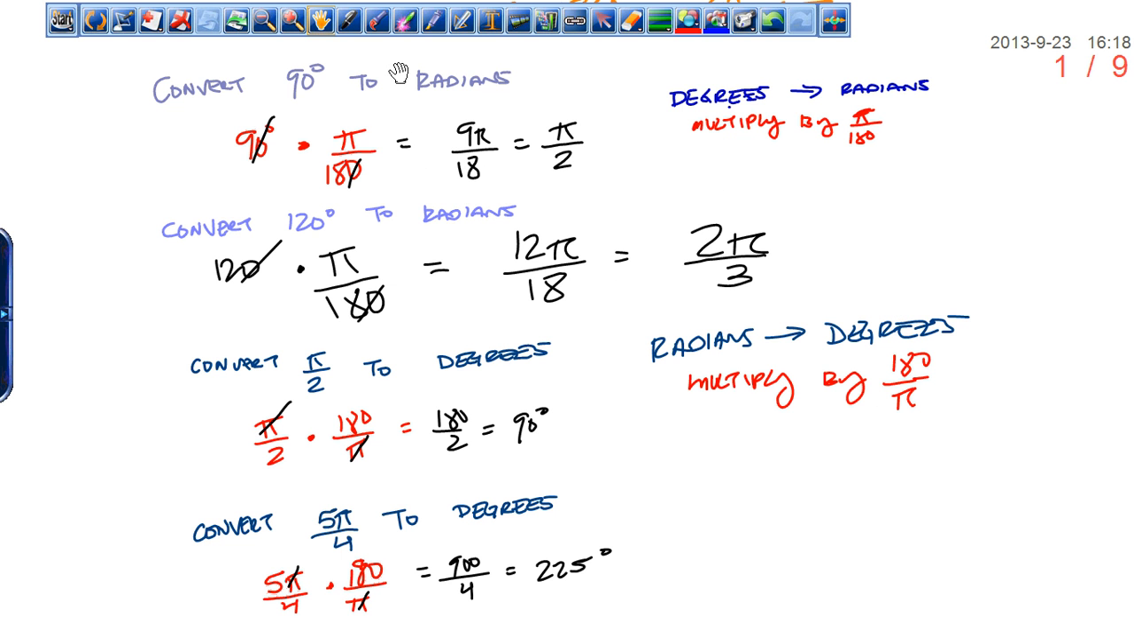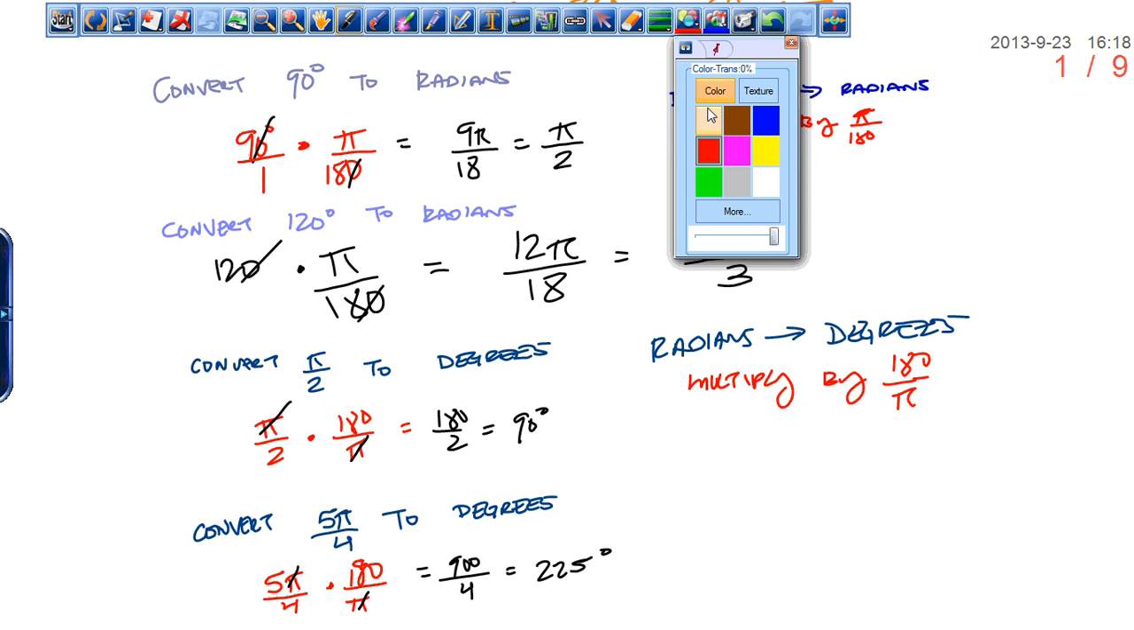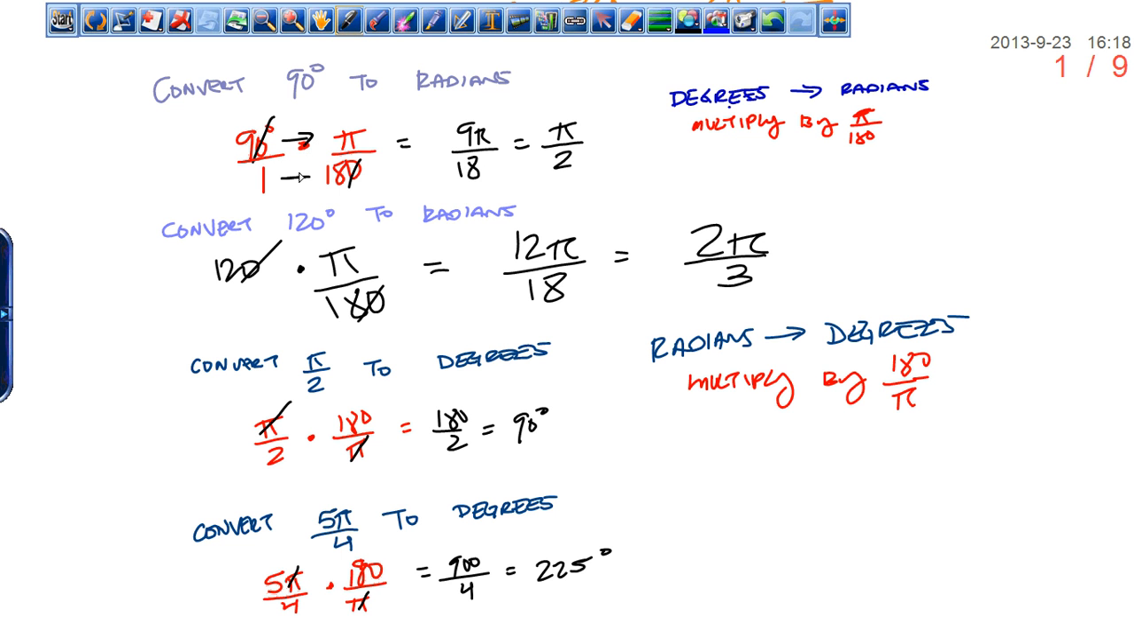So then we just follow our steps. This is 90 over 1, so I multiply straight across. So 90 times pi, 180 times 1. Or we could reduce a little bit before we get started. So I cross out the zeros. Now I'm just left with 9 pi over 18, which leaves me finally with pi over 2.